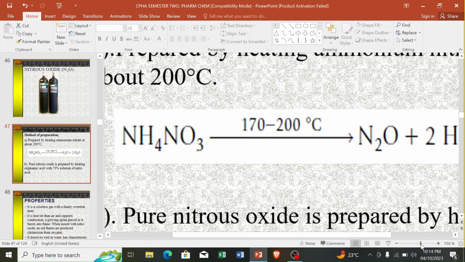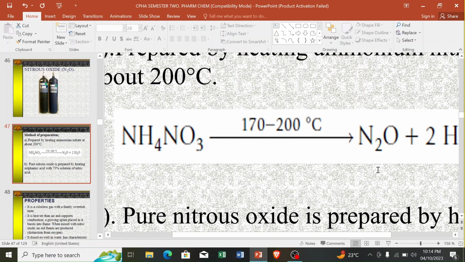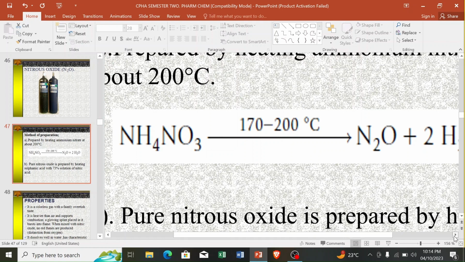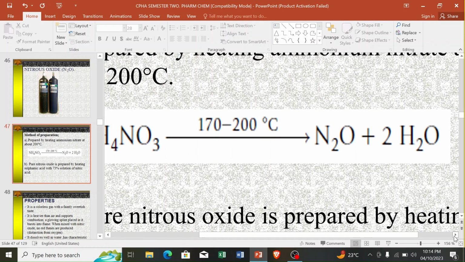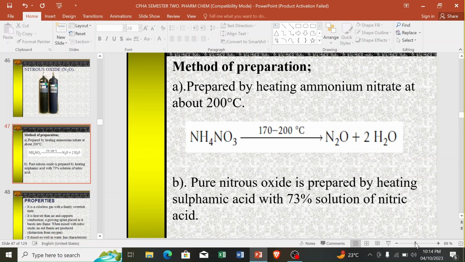Let me try to zoom this so that we can see the equation of reaction very well. So this is how it is. This is ammonia, and then this is our heat, or the degree at which we can heat ammonium nitrate to give us nitrous oxide. So it gives us both nitrous oxide and water. This is the equation of reaction that you need to know, and it is a well-balanced equation of reaction.